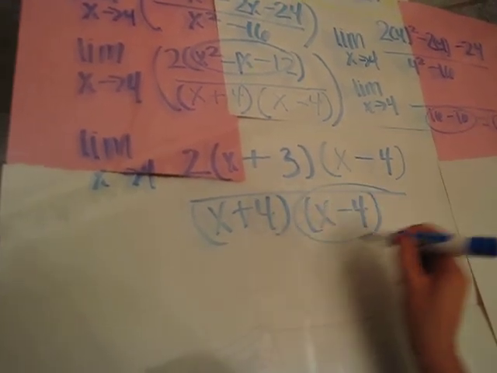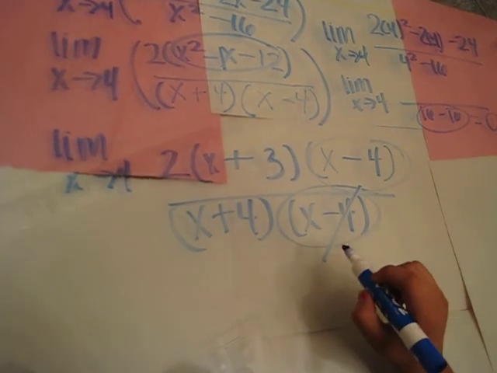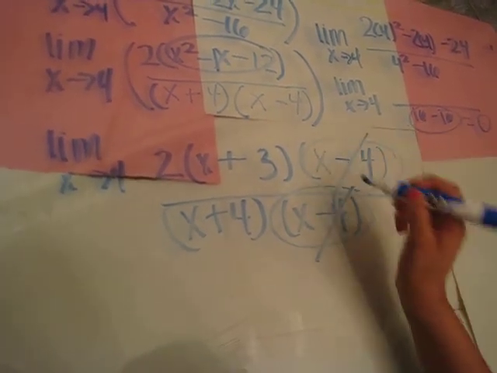Now, after you factor both sides, you see something special happen because x minus 4 in the denominator cancels out with x minus 4 in the numerator.